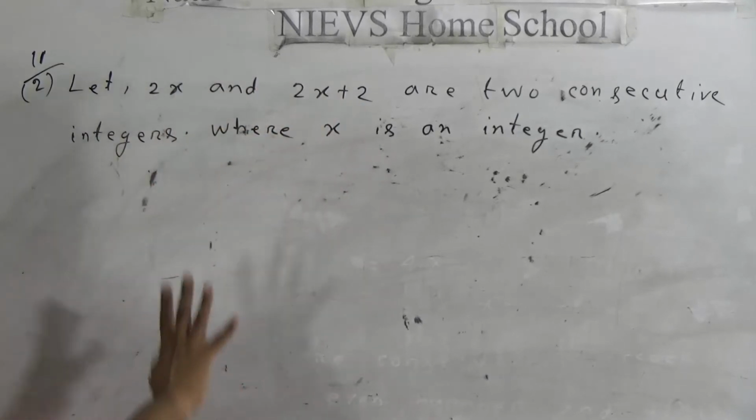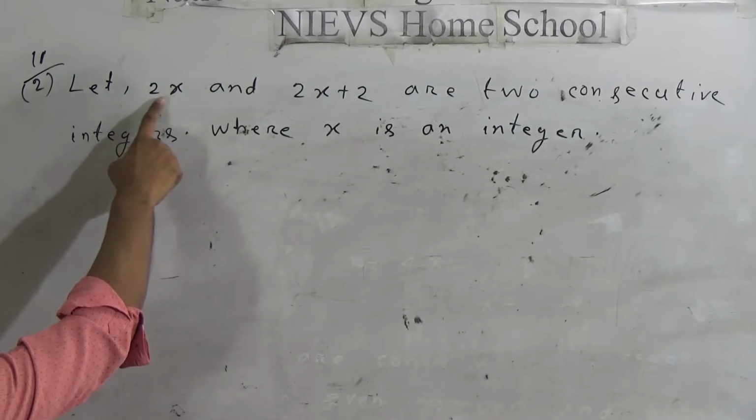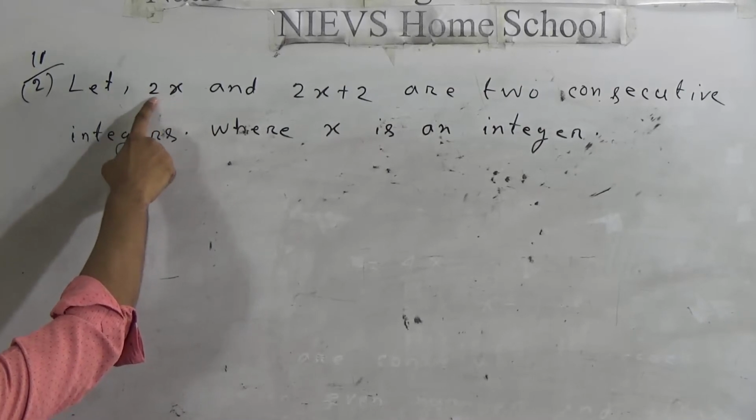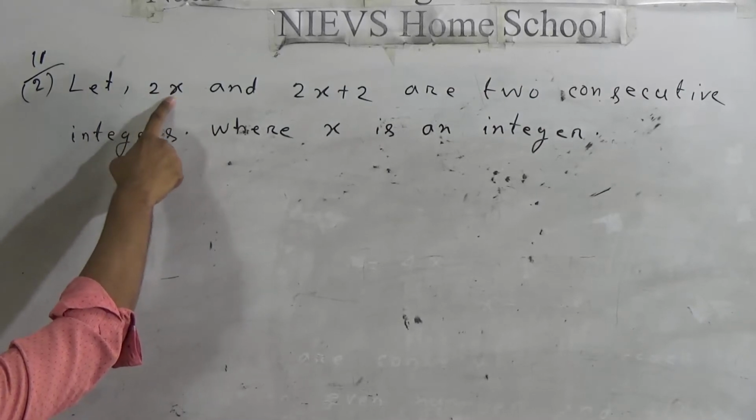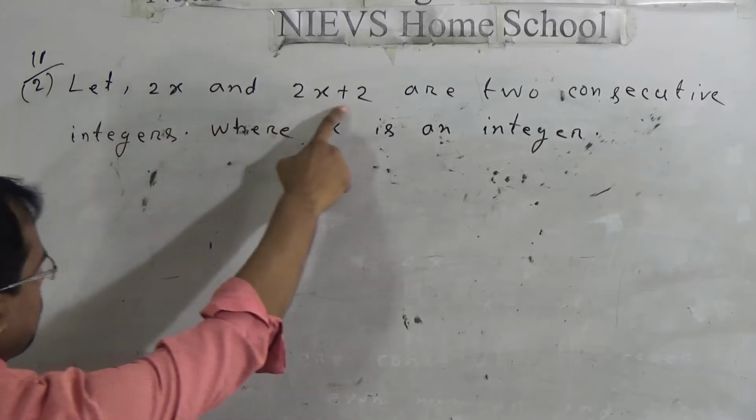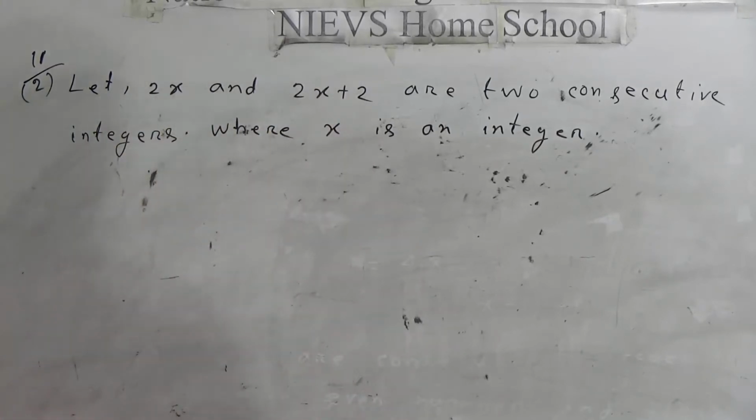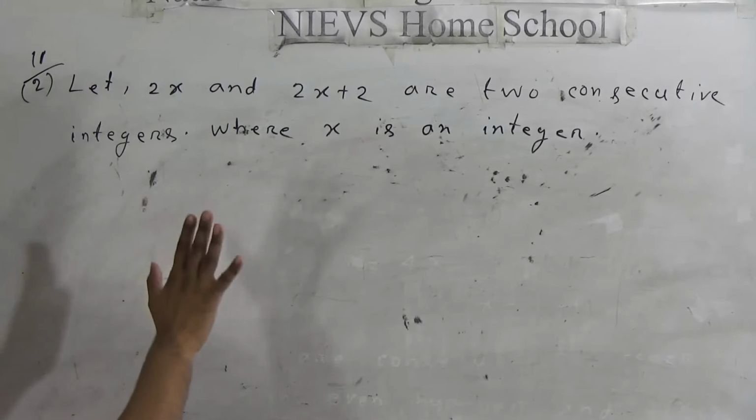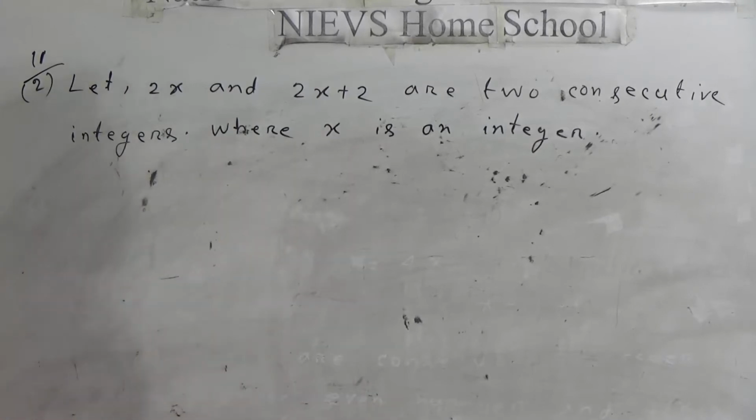If the value of x is 10, then the value of 2x will be 2 multiplication 10, which is equal to 20, and the value of 2x plus 2 will be 22. So we have to consider 2x and 2x plus 2 are two consecutive integers where x is an integer. Now we find out the product of 2x and 2x plus 2.